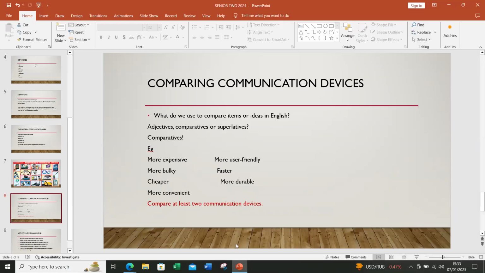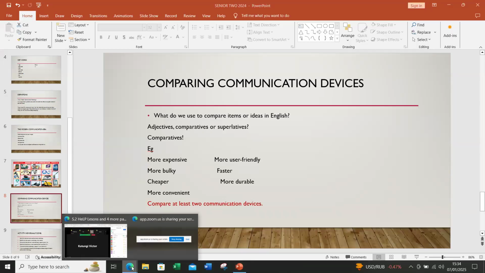Yes, so at this point of our lesson, I want us to learn how to compare things. If you have two items and they ask you to compare them, like the slide is telling us, we are going to use comparatives. Words like cheaper, faster, more expensive, more user-friendly, more bulky, more convenient, more durable, lighter, heavier, something like that. And I want us to compare at least two communication devices. If you're there and you think you can compare any two communication devices, please raise your hand.